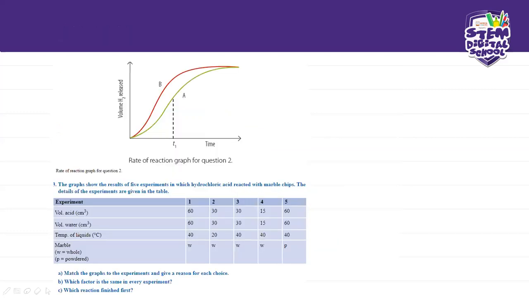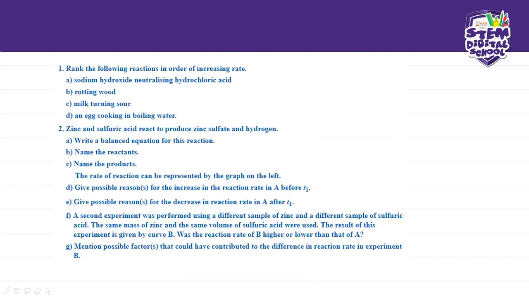Okay, so let's move to number two. Number two says zinc and sulfuric acid react to produce zinc sulfate and hydrogen. Okay, so this is forming hydrogen gas, which means it's similar to the reaction that we just did, where we had magnesium and hydrochloric acid, but this time we've got zinc and sulfuric acid. So what they want us to do first is write a balanced equation for this reaction. So we'd have zinc and H2SO4 give you zinc sulfate and hydrogen. But we're going to see it now.